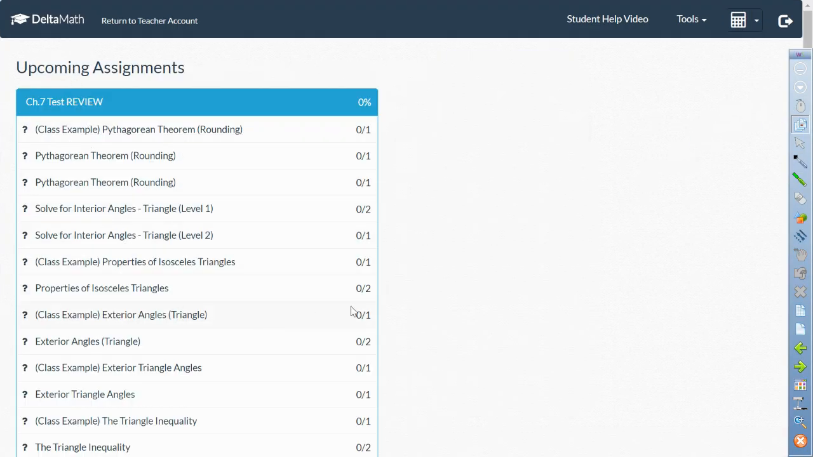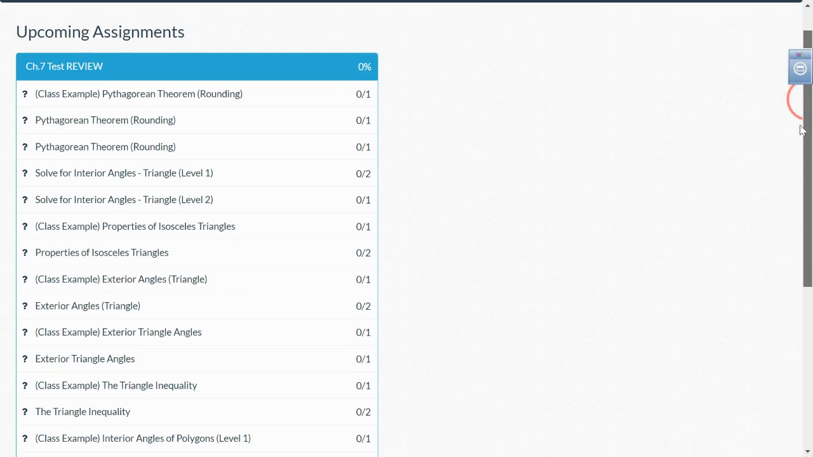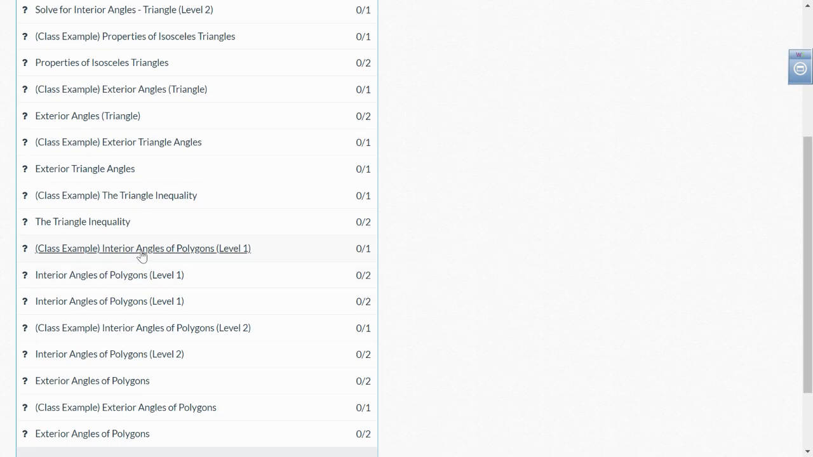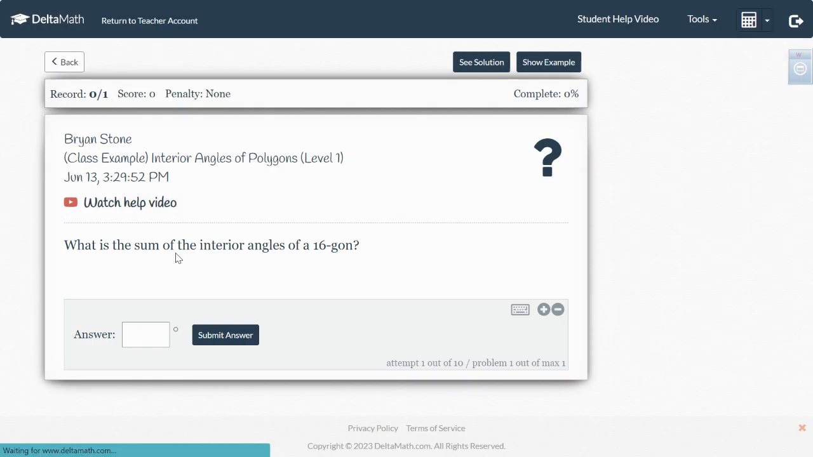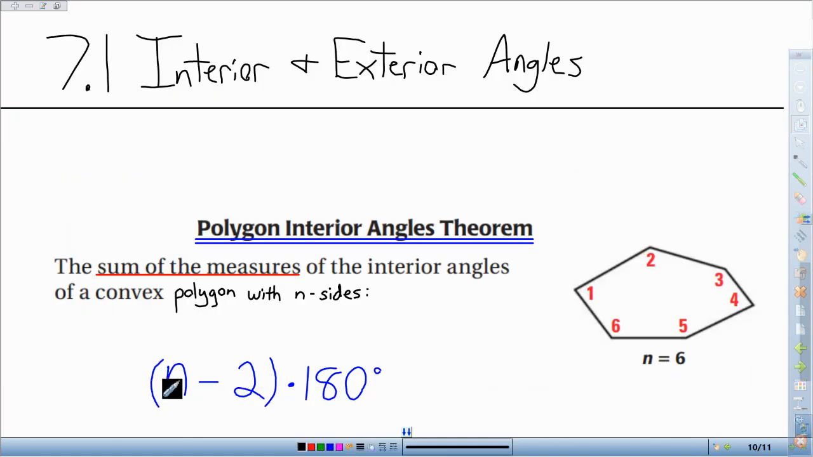All right, moving along from here. Scroll down. I'm going to look at the interior angles of polygons. This gets into using this little formula right here, n minus 2 times 180, to figure out what the interior angles of a polygon add to.